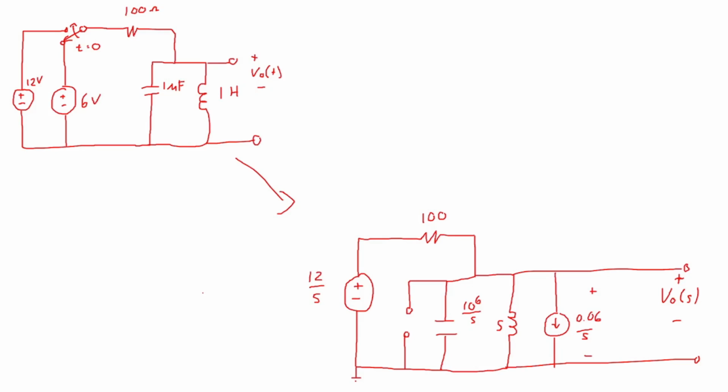if that's what we want to do. Or we can do a source transformation. You can parallel these two impedances, and then you could then turn this into a series combination, but I'm just going to push through it with a nodal analysis. So the current running to the left here is V out of S minus 12 over S divided by 100.